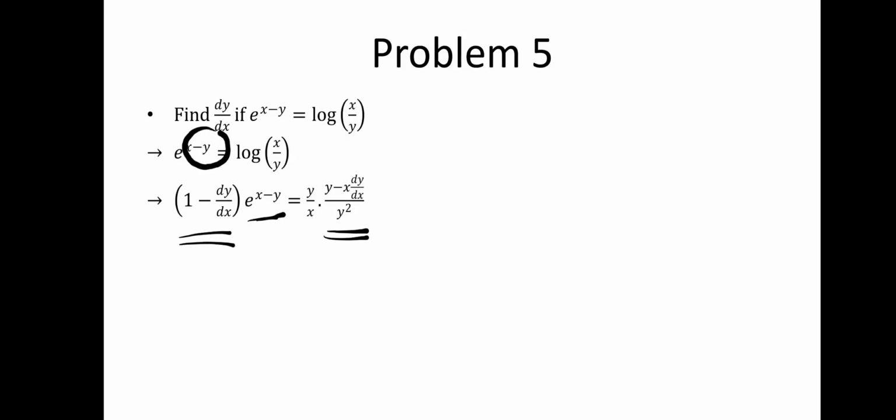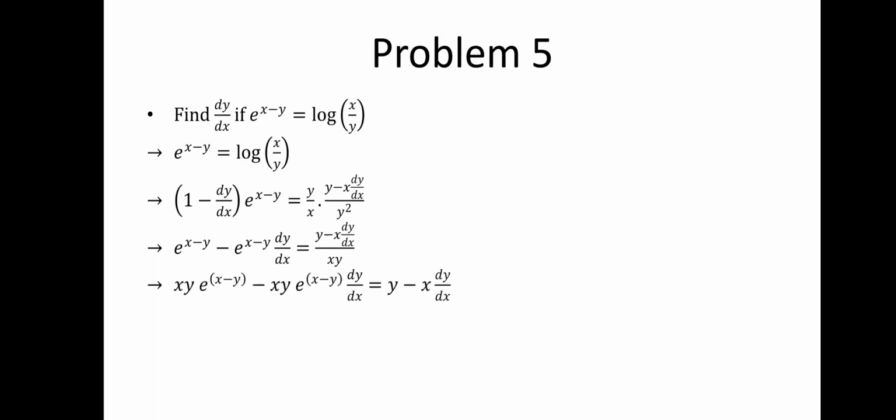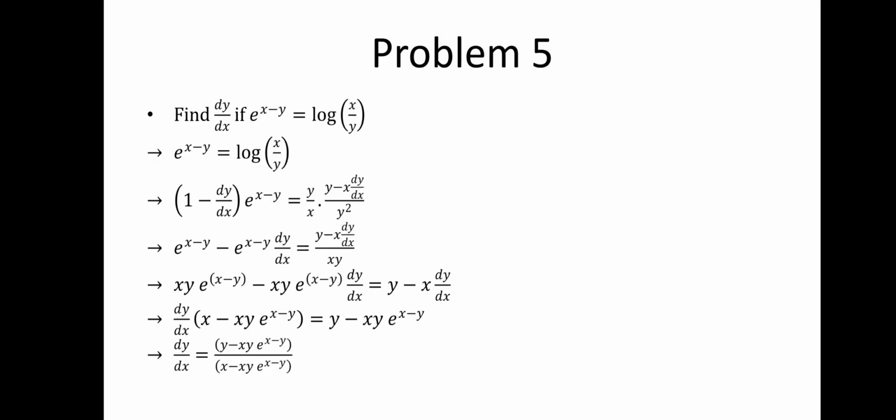So once we are done understanding this part, now our job will be to collect the dy dx term. So just go through the steps. Now I'm opening the bracket and multiplying, and on the right hand side I'm cancelling one y with another y in the numerator and denominator. So I have xy in the denominator. Multiply xy on the right hand side, I have this. So now it is time to collect the dy dx term. So if I collect the dy dx term, I am left with this, that is x minus xy into e to the power x minus y, and on the right hand side y minus xy into e to the power x minus y. And then finally side transposing, this is my answer.